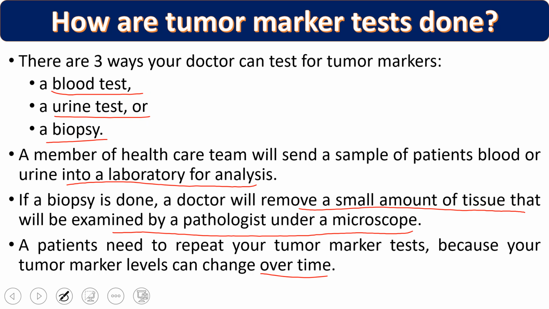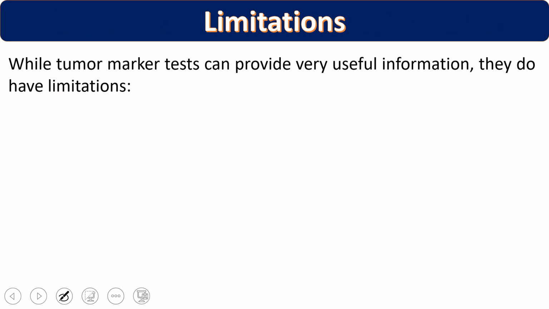A patient needs to repeat the tumor marker test because tumor marker levels can change over time. A marker that has increased does not always remain increased, and if it decreases, it does not always remain in the lower condition. So its level varies from time to time. So the test needs to be repeated after some time.